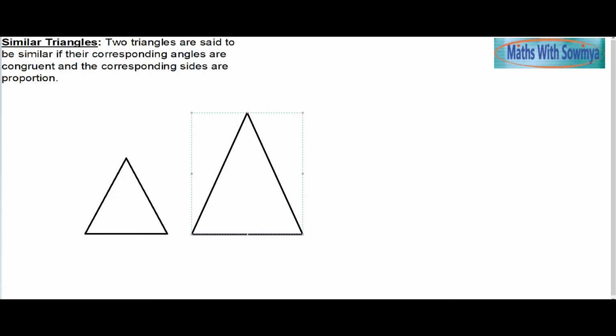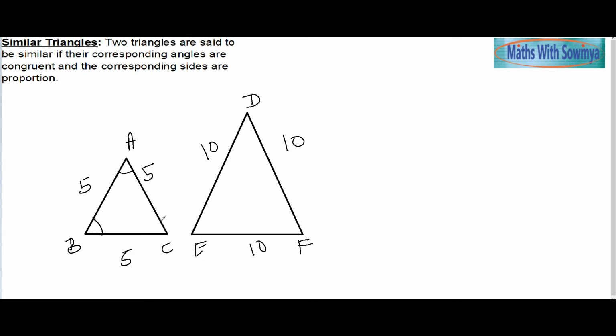Suppose I am taking two equilateral triangles ABC and DEF. This is possible. Both are equilateral, one with 5 centimeters, another with 10 centimeters. Possible. In such a case, all the angles are equal, equal to 60 degrees, and the sides are proportional.